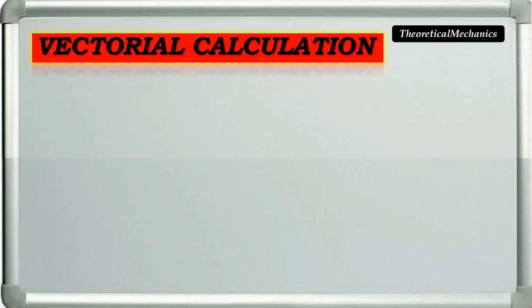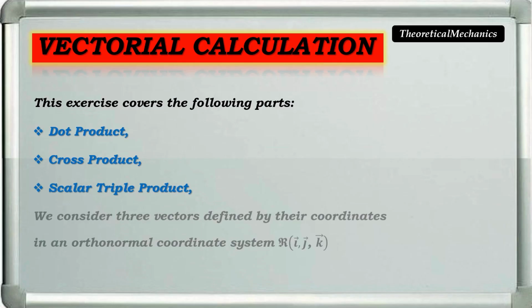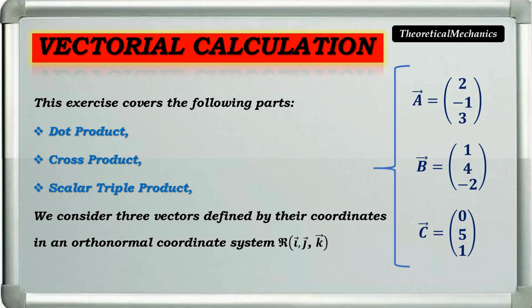Hi everyone! In this video, we're going to master 3 essential vector operations once and for all. These operations are the foundation of many advanced calculations that appear later in theoretical mechanics. In this exercise, we'll focus on 3 key operations: the dot product, the cross product, and the scalar triple product. This will form the 3 main parts of the problem that we'll solve step by step.